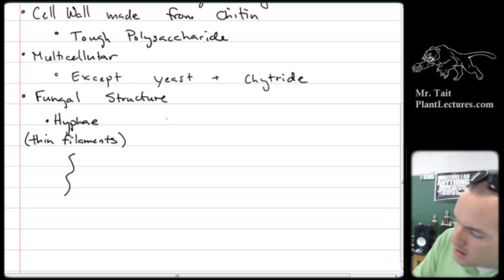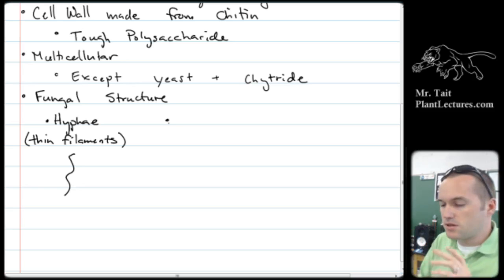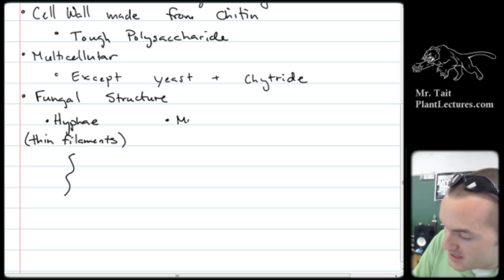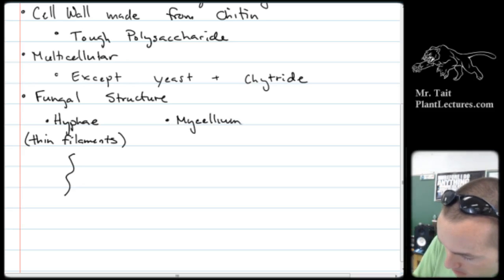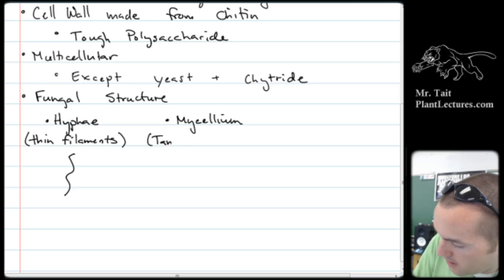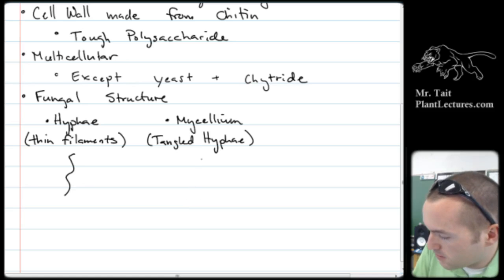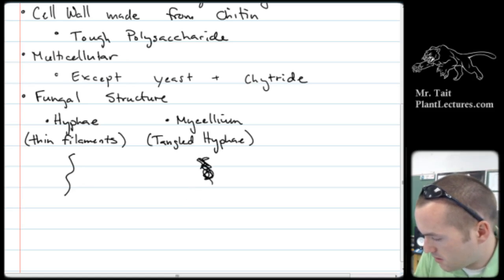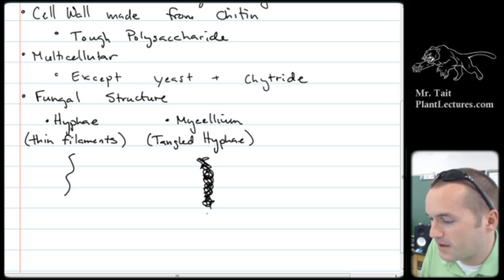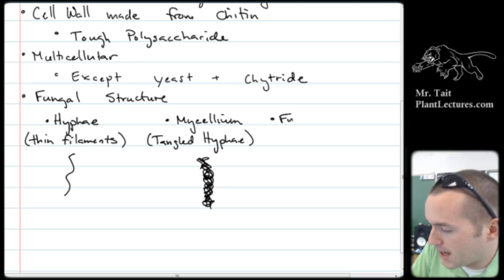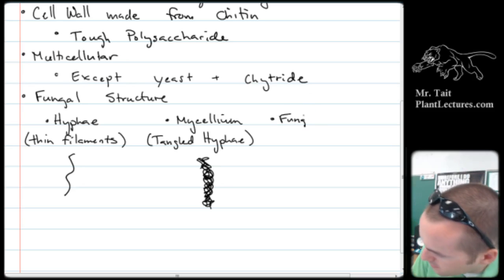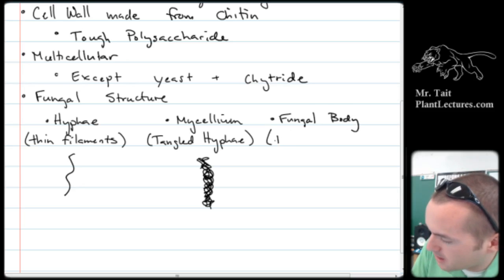Those hyphae then start to tangle up on one another, and those are called mycelium when they do that. So that's tangled hyphae. And then the tangled up hyphae is going to be like this or something. And then the last thing is called the fungal body. And the fungal body is tangled mycelium.